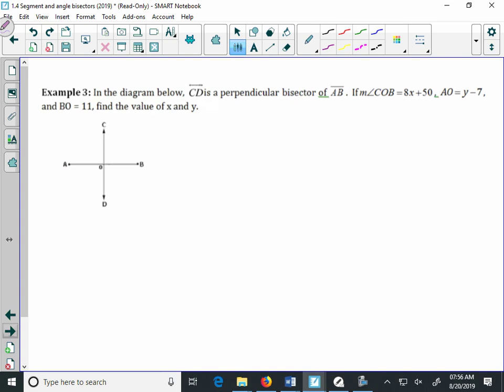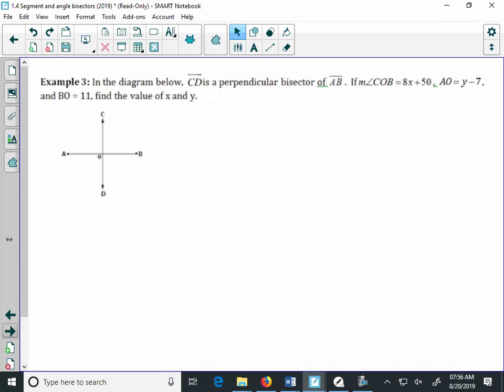So we take a look at this example. It says in the diagram below, CD is a perpendicular bisector. To me, that's an important word. I see a vocab word. I need to know what that vocab word means. Okay? If the measure of angle COB is 8x plus 50, the distance of AO is y minus 7, and BO equals 11, we want to find the value of x and y. We need to find multiple variables.